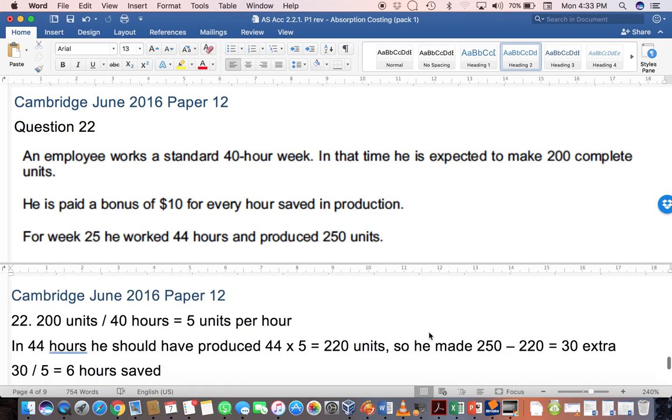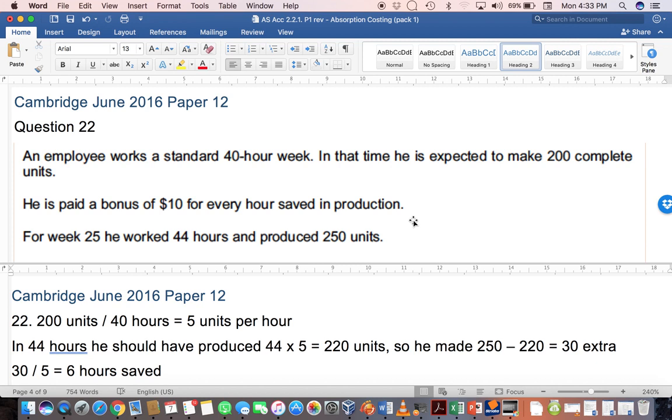Let's now look at Cambridge, June 2016, paper 1-2, question 22. An employee works a standard 40-hour week. In that time, he is expected to make 200 complete units. He is paid a bonus of $10 for every hour saved in production.